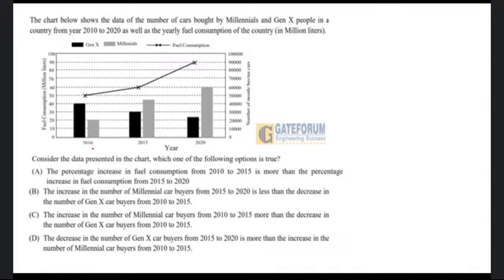The chart below shows the data of the number of cars bought by millennials and Gen X people in a country. Okay, it's slightly hazy. This is Gen X, and this is millennials. So Gen X is the black one and millennials is the gray one.